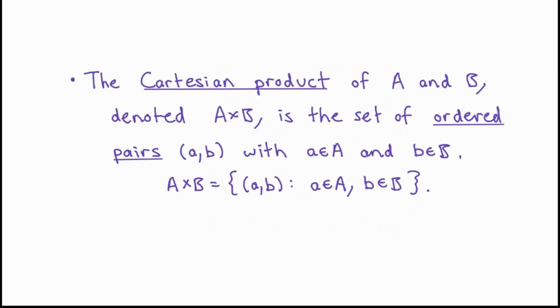Now I want to talk about a very important set operation called the Cartesian product. Given two sets A and B, the Cartesian product of A and B, denoted by A times B, is the set of all ordered pairs of the form (a, b) with little a in A and little b in B. These ordered pairs are just new objects built from the elements of A and B, and the rule is that two ordered pairs are equal to each other if and only if their A coordinates are equal and their B coordinates are equal.